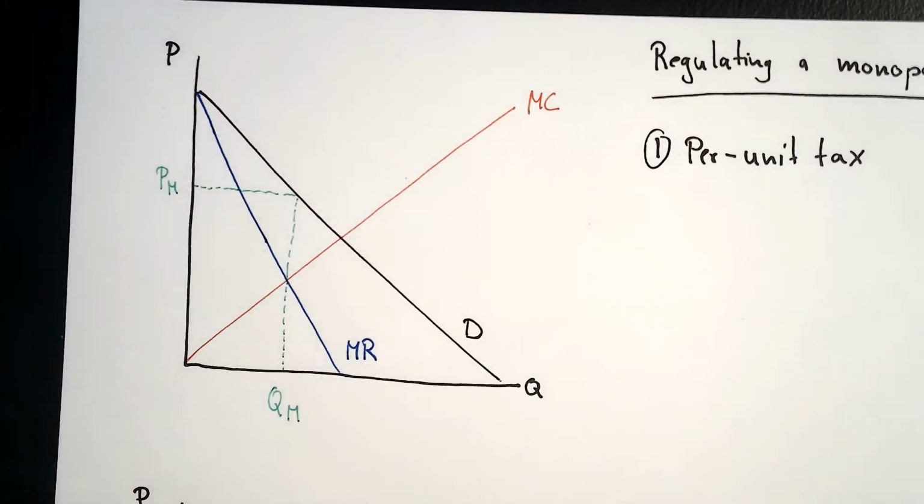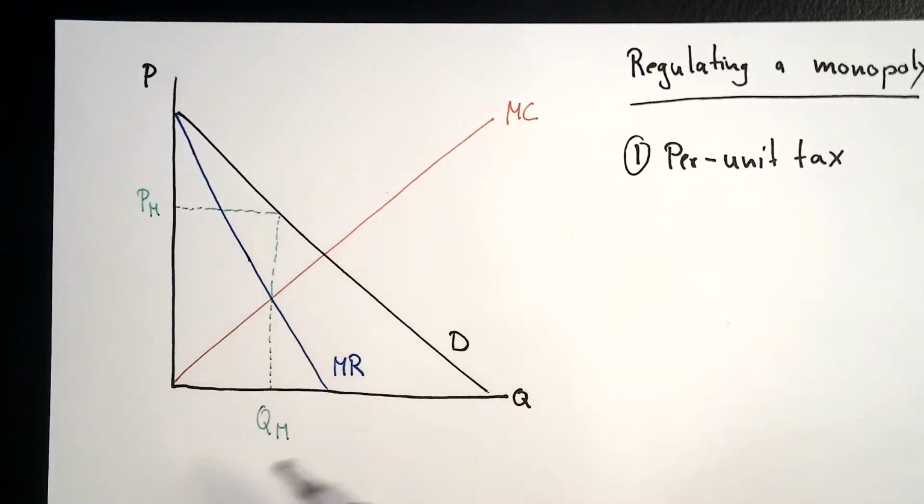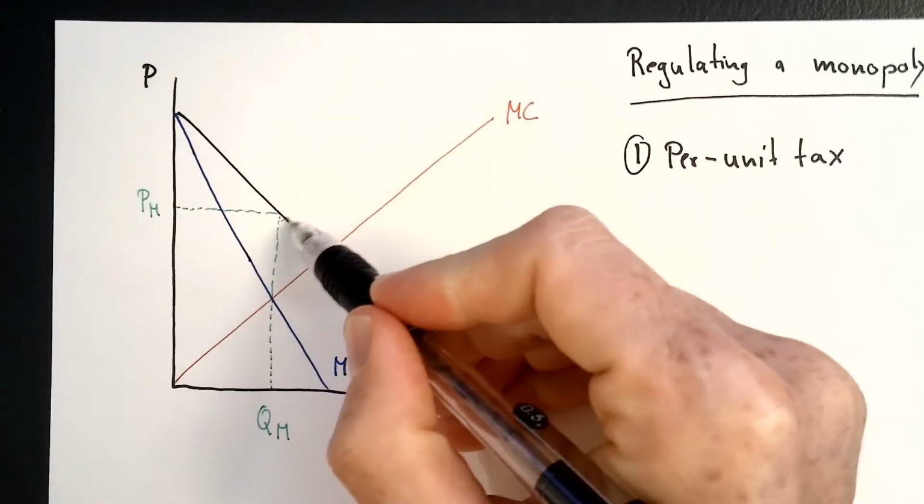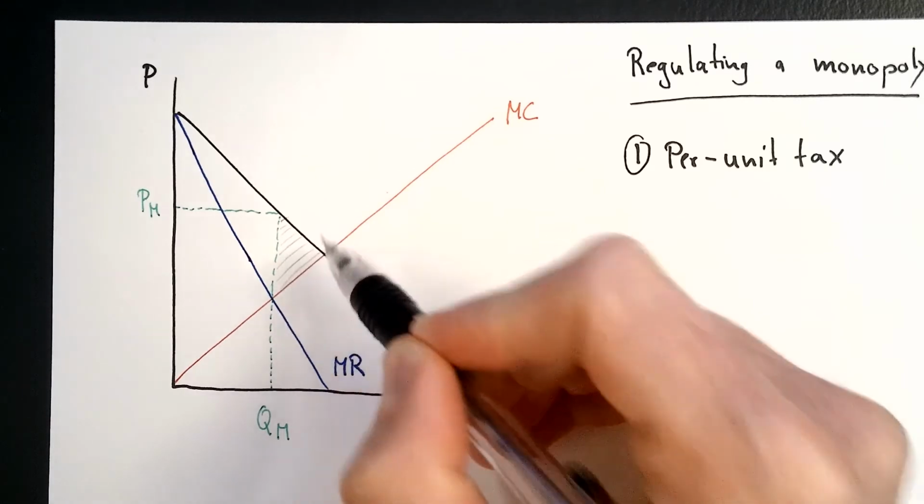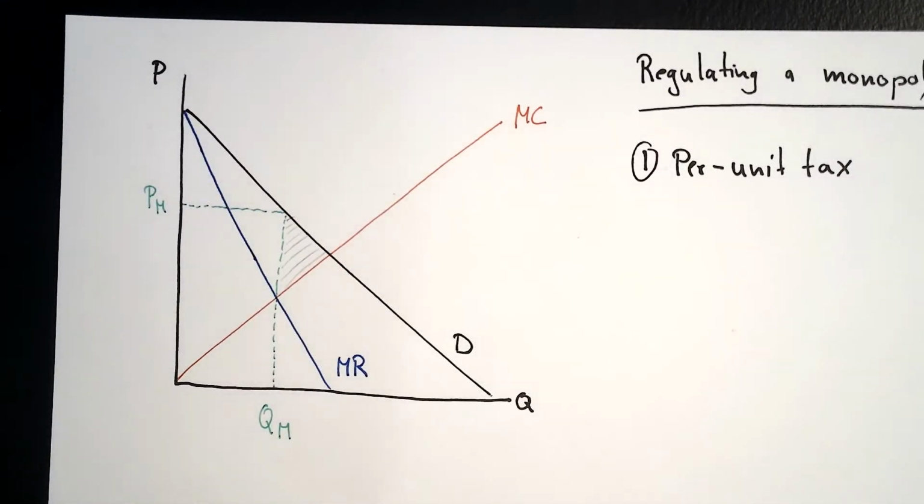Now, we said that if we have the monopoly producing at this price and quantity, then we are having a deadweight loss, which is associated with this triangle here. Now, one way that comes to mind is to simply say, well, if the monopolist reduces efficiency, then we have to tax the monopoly with a per unit tax in order to restore efficiency.